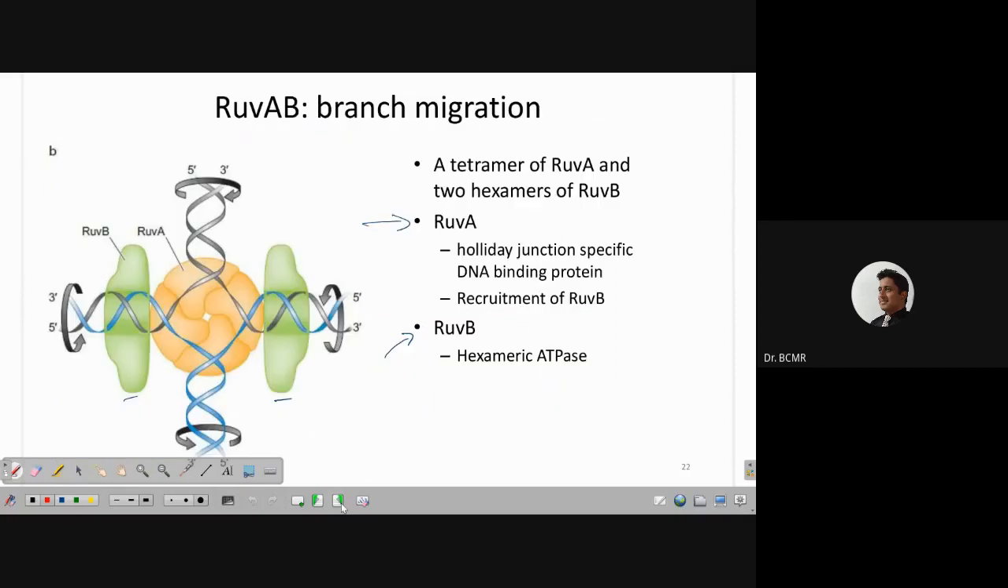And for resolution, we have a step called branch migration, that is mediated by the RuvAB complex. RuvA is the one that is important for recognizing the Holliday junction, and RuvB for branch migration. It is like coupling two RuvB proteins or protein complexes. They rotate in different directions. As a result, the branch will move in one of the directions.